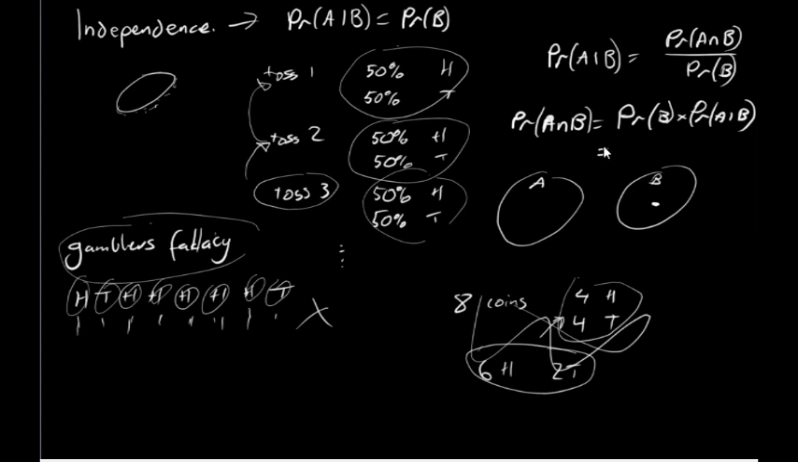So for independent events, I can say the probability of A and B is just the probability of A times the probability of B. So this is for independent events.